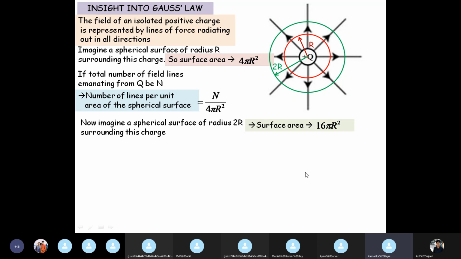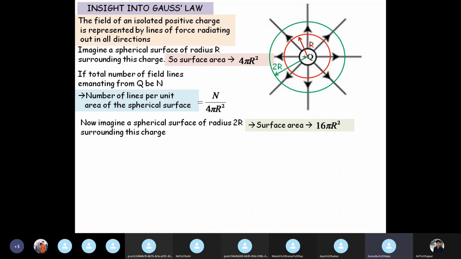Obviously, this is of greater surface area than the inner sphere. The green sphere is the outer sphere and the red sphere is the inner sphere. The green sphere has greater surface area than the red sphere. Now the number of lines of force coming out from Q, since Q is constant, we have not changed the charge. So the number of lines of force coming out from Q is still N.